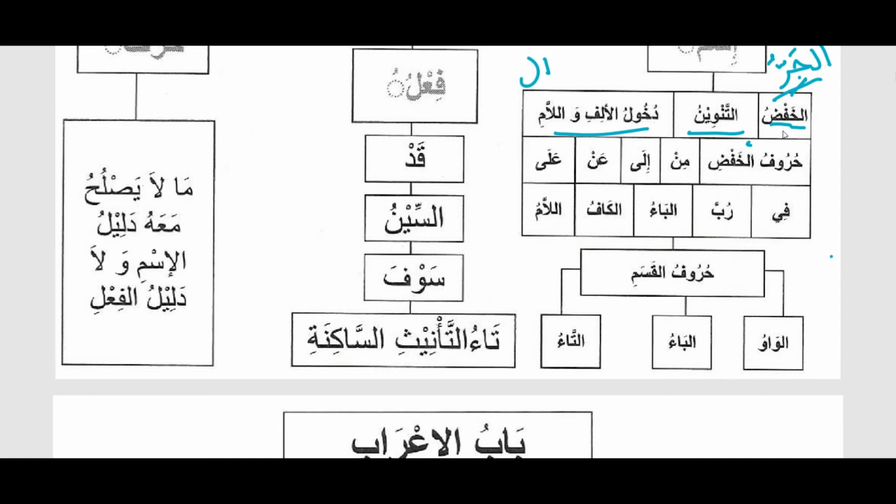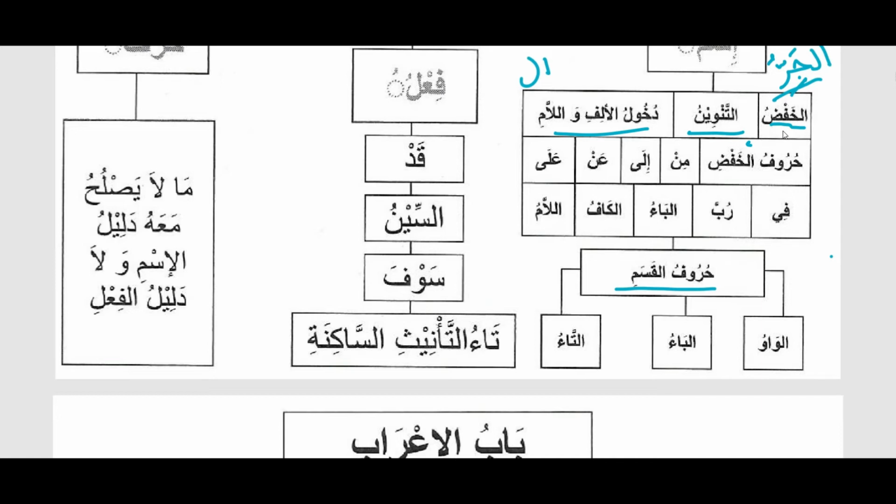Huruful khafdi wa hiya min wa ila wa an wa ala wa fi wa rubba wal ba wal kaf wal lam wa huruful qasami wa hiya al waw wal ba wa ta. Later we will also discuss what is huruful qasam. We will discuss the meaning of this part where the author mentioned falismu yu'rafu bil khafdi, and verily isim would be known with huruf jar, huruf khafad.